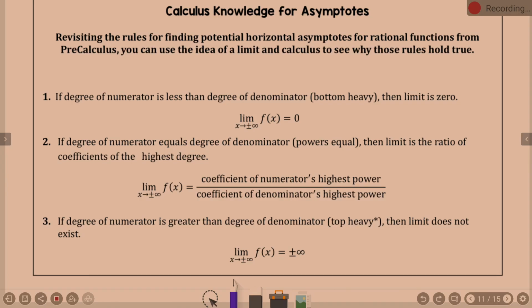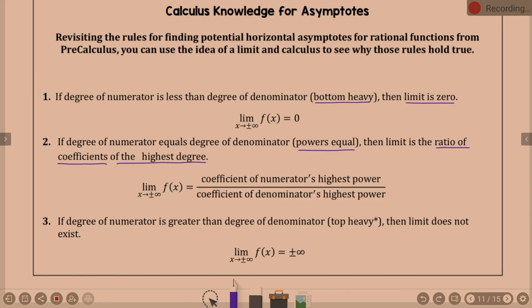Revisiting the rules for finding potential horizontal asymptotes for rational functions from pre-calc and really algebra 2. You can use the idea of a limit in calculus to see why those rules hold true. If the degree of the numerator is less than the degree of the denominator, so bottom heavy, then the limit is 0. That is, bigger power on the bottom, then the horizontal asymptote is 0. If the degree of the numerator equals the degree of the denominator, so the powers are equal, then the limit is the ratio of the coefficients of the highest degree. Okay, that's what we did earlier.